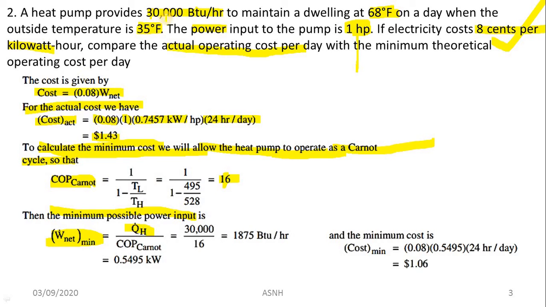which is already given in the numerical. This is 30,000 BTU per hour. I just mention that value, and COP Carnot is already calculated in the previous step. So finally I get the answer in terms of BTU per hour, that is 1875 BTU per hour. Okay, and if we want to convert it into kilowatt, then you can convert it by using this multiplication factor.